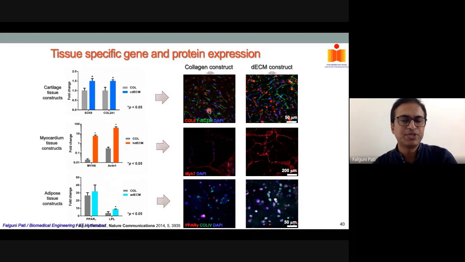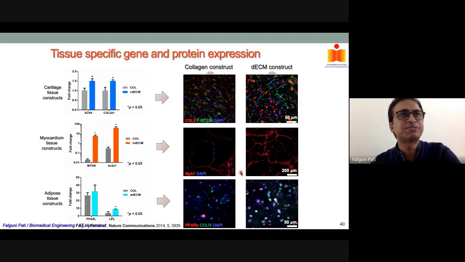As I said, different tissues express different proteins. So here, the cartilage tissue, suppose, produces collagen 2. Here, we see that in our structure, collagen 2 is very much present. So that is the cells that are there. Accordingly, for other tissues also, we can see different types of proteins are expressed.